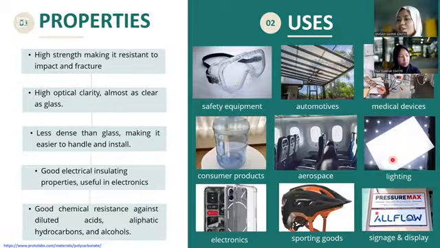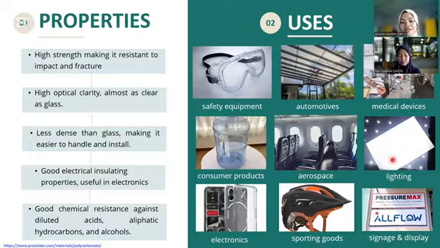We will look at the use of polycarbonates in our daily life. The first one, polycarbonate is used to make safety goggles because of its excellent impact resistance and transparency. The second picture shows the sunroof. So polycarbonate can also be used as a sunroof. And then the third picture shows the dialysis machine. And then consumer goods like water bottles and food containers. PC is also used in aircraft windows and interior components because of its lightweight and durable nature.